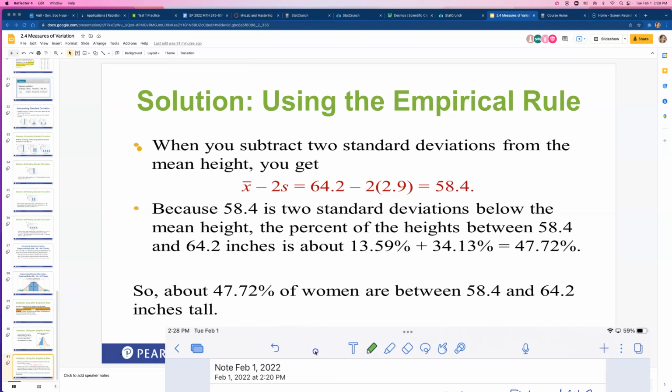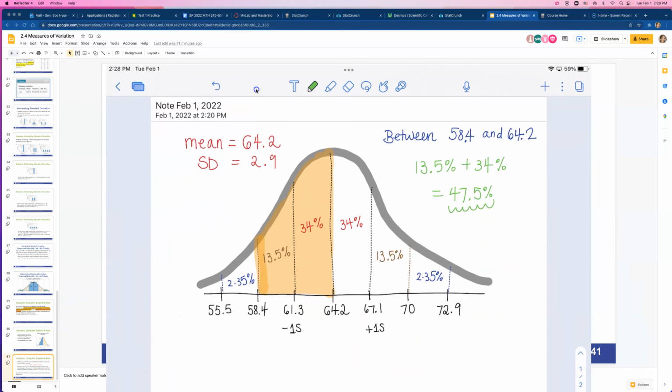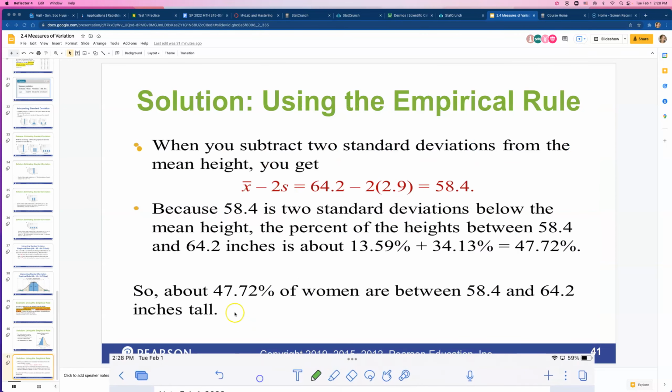So this is how I would do this. The answer is 47.5%. So we can say about 47.5% of women are between 58.4 and 64.2 inches tall.